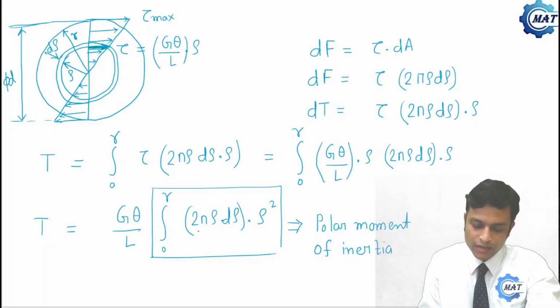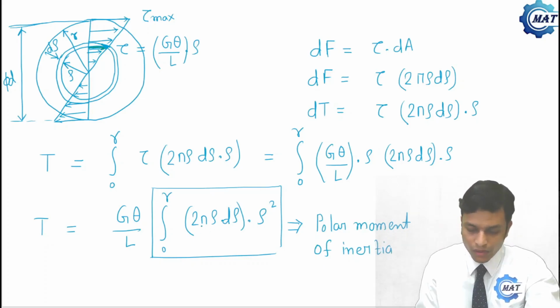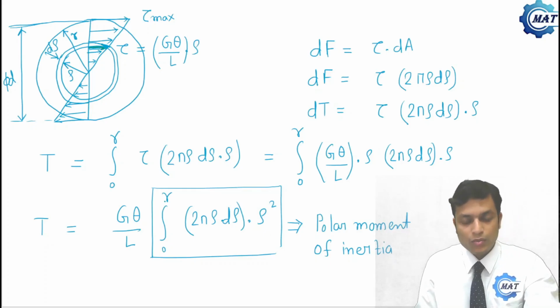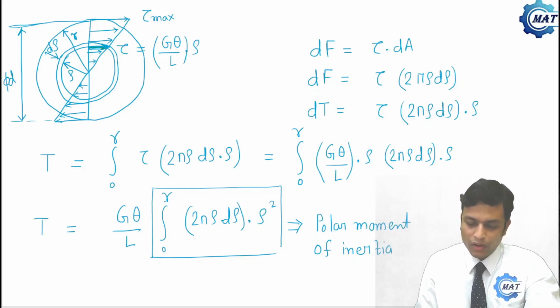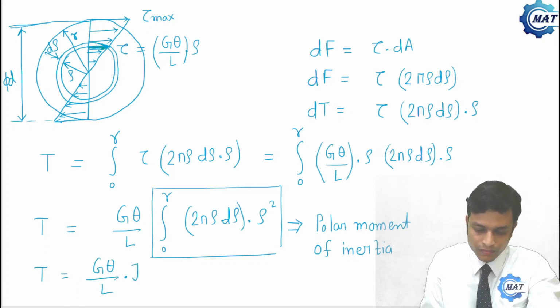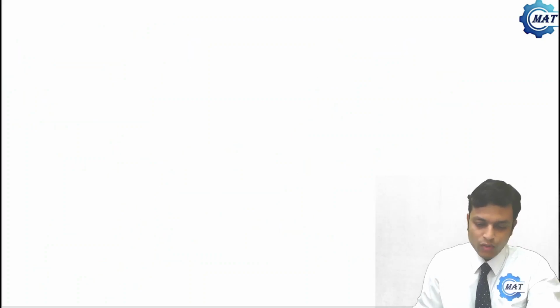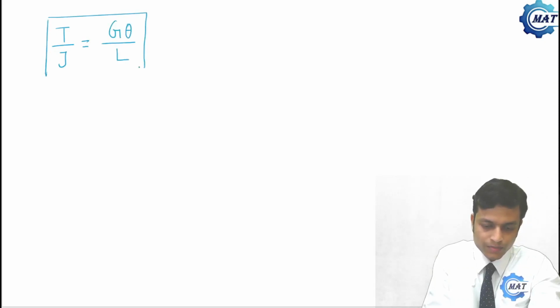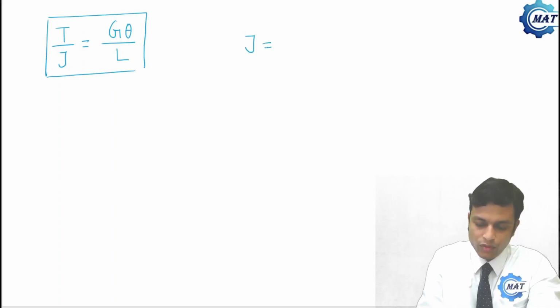That is, this is the elemental area 2 pi rho d rho into distance square. That is the polar moment of inertia of this small strip, small element. And if we integrate with limit 0 to R, that is the total polar moment of inertia. Polar moment of inertia is denoted by J. So T is G theta by L into J. That is T by J, we can write, is G theta by L. This is one relationship.